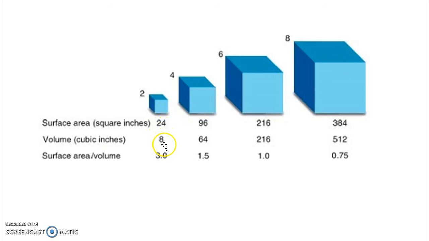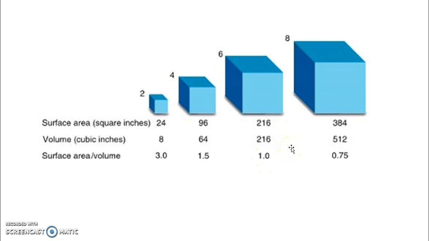Volume is just length times width times height, and since a cube has equal sides, we have 2 times 2 times 2, which is 8. And this ratio is the difference between surface area and volume. So the ratio is 3, because 24 divided by 8 is 3. So now we look at something that's larger, this 4-inch cube. Surface area 96, volume 64. So notice what's happening to the surface area to volume ratio. It's decreasing. The larger you get, the ratio is becoming closer.